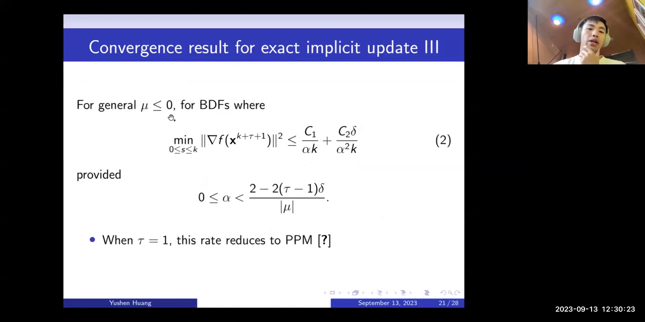And for general mu smaller than 0, the BDF will have the following. So for mu smaller than 0, which means that you are somehow one-sided L-smooth, you will also have a sublinear convergence rate, but you will have some restriction on alpha because the function f is not convex anymore. And also when tau equals 1, the rate will reduce to proximal point methods.